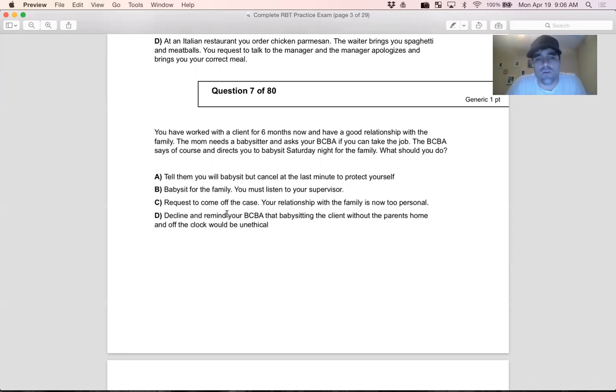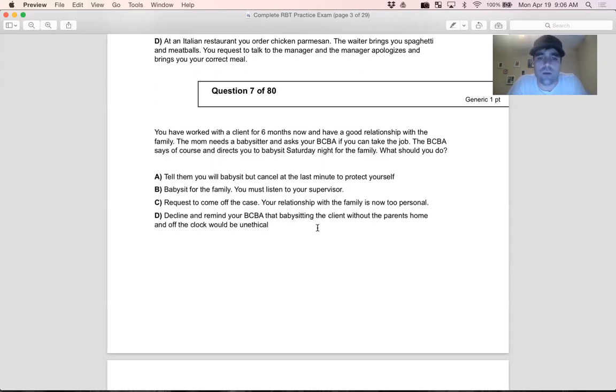C, request to come off the case. Your relationship with the family is now too personal. Not necessarily. It's not quite to that point yet, right? Maybe the client didn't know. Maybe they were unaware you couldn't babysit. So you can first have a conversation and explain to them you're not allowed to babysit. It's unethical, but you don't necessarily need to come off the case.